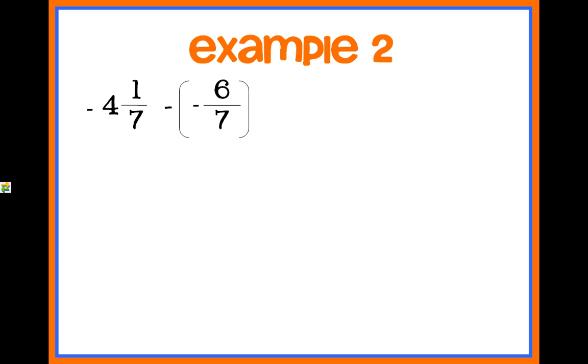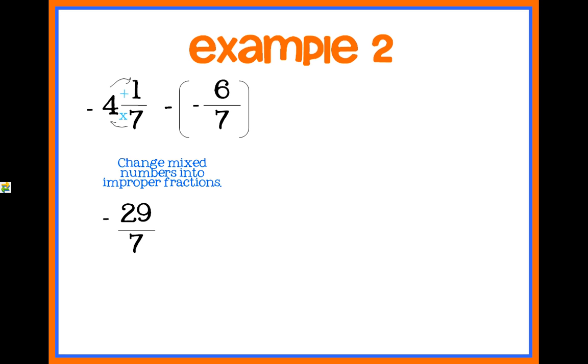Alright, now we have a negative 4 1/7 minus a negative 6/7. In this case, we do have common denominators, but if you check it out, it's not as easy to subtract this time. So let's start with our steps. First thing we have to do is change mixed numbers into improper fractions. So we're going to multiply, then add. 7 times 4 is 28, and then 28 plus 1 is 29. And don't forget to keep that negative. Your mixed number is negative, so the improper fraction will be negative, of course.